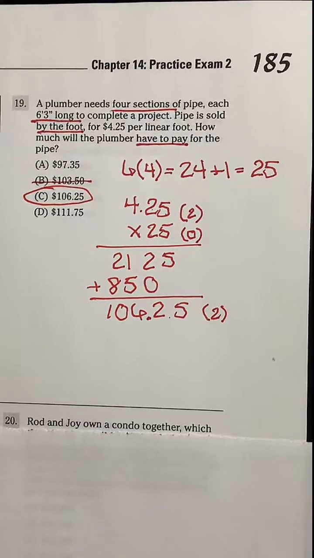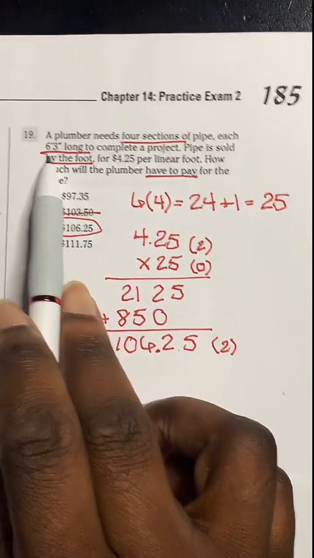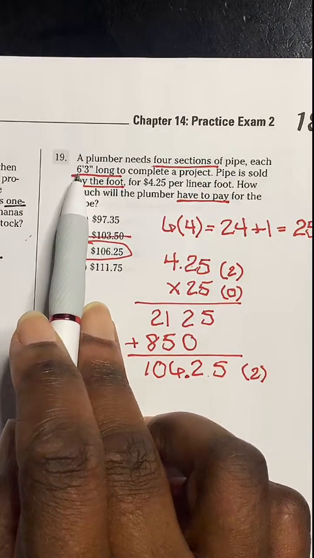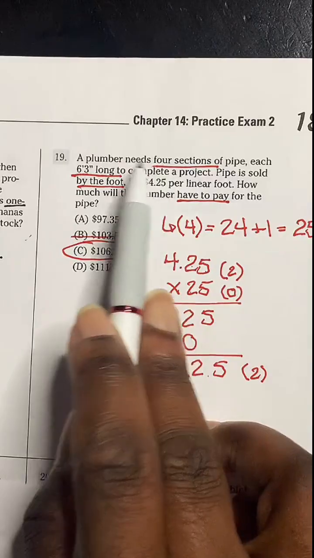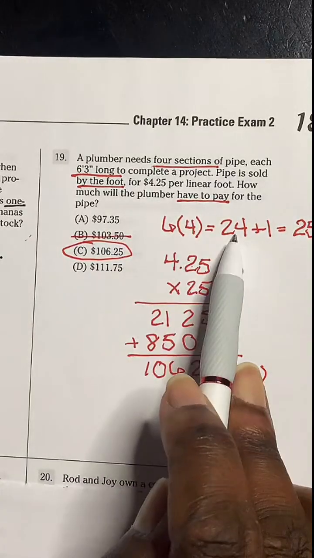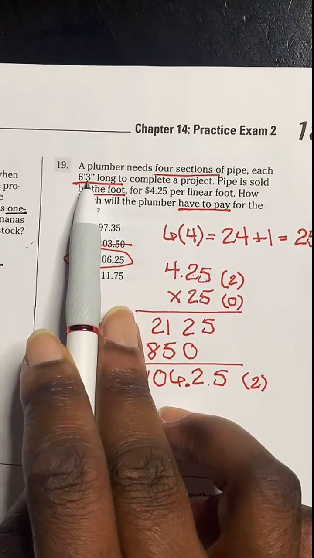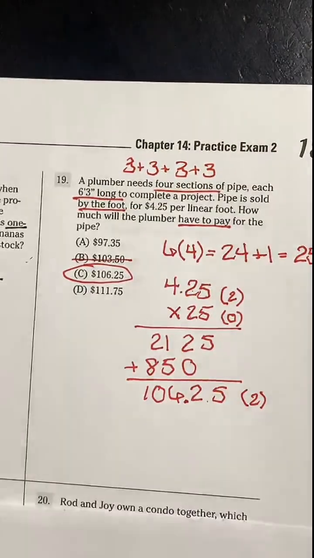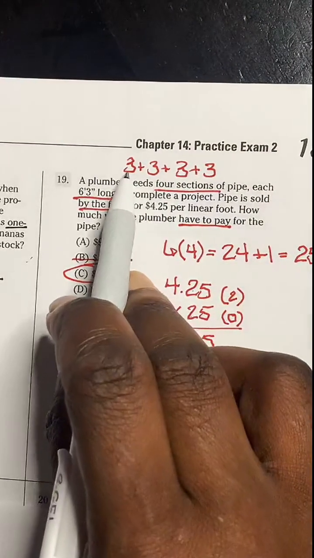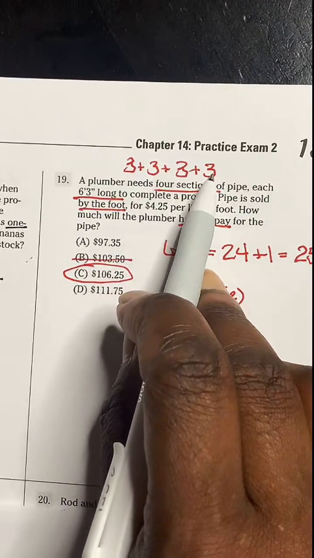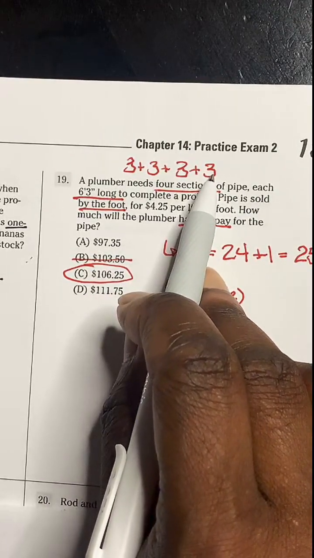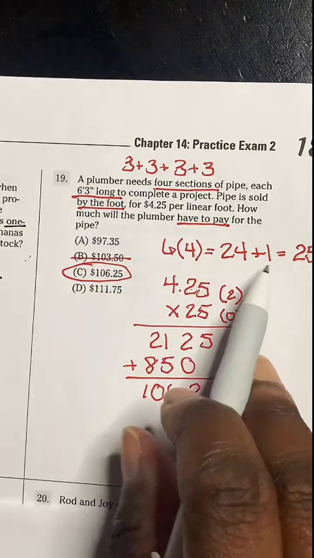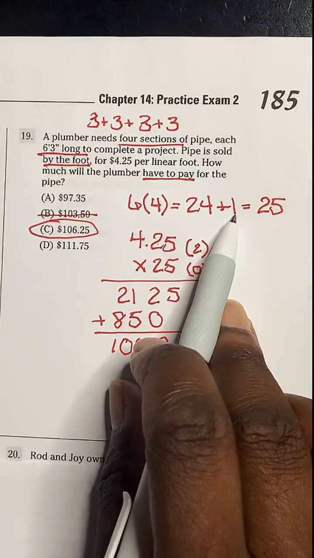Where'd the 1 come from? Good question. All right, so we had 6 feet, okay? So we need 4 sections of it. 6 times 4 gives me the 24. Now, we have 3 inches of the 4 sections. So if we have 3 plus 3 plus 3 plus 3, that's the 3 inch, that's the 3 inch, that's the 3 inch, that's the 3 inch. 3 times 4 gives me 12 inches. 12 inches is equivalent to 1 foot.